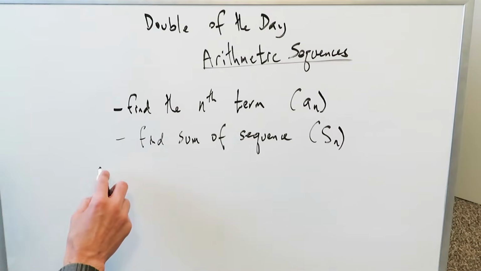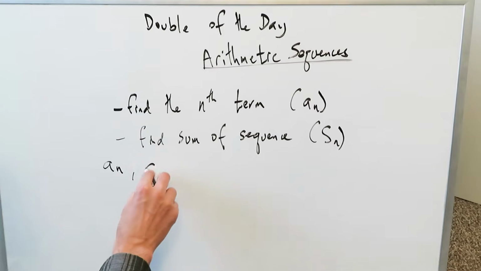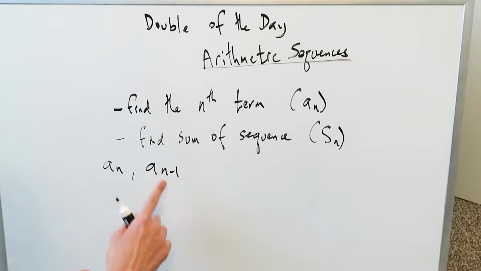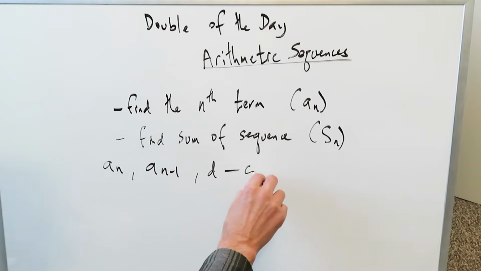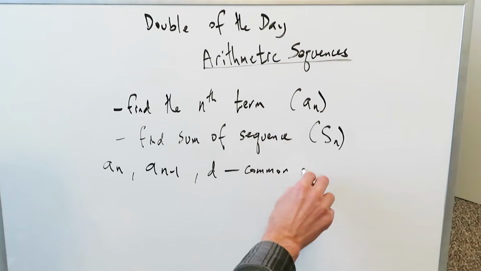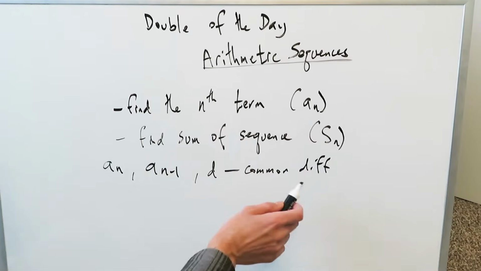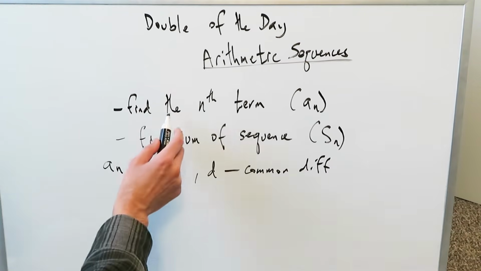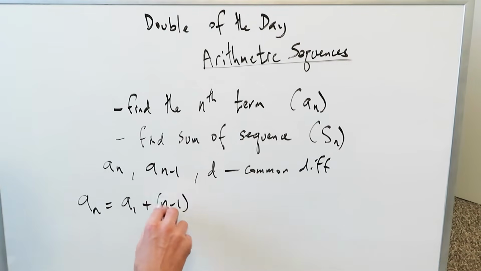Just a quick rehash. If you have a specific number you're interested in, that's a subscript n. The number right before it is a subscript n minus 1, because it's the number previous to the one you're looking at. d here represents your common difference. That is how much each number differs from the one previous or from the one after. If you have all of these items in mind, then to find the nth term, the term you're interested in, the formula is this: a1 plus n minus 1 times d.